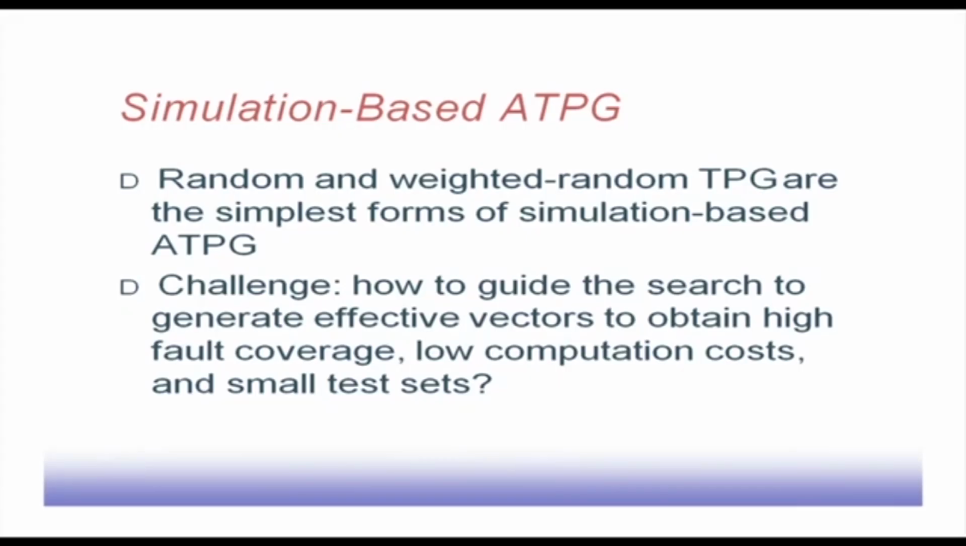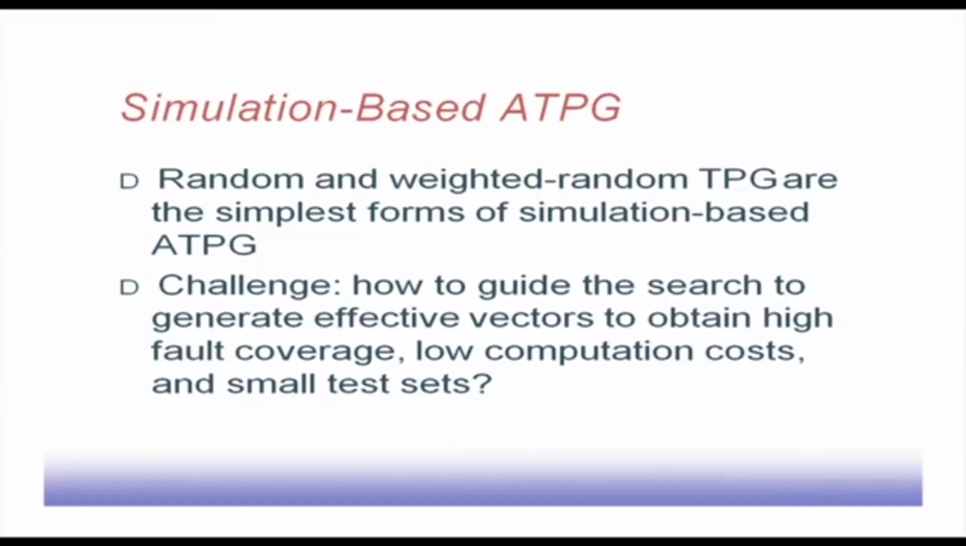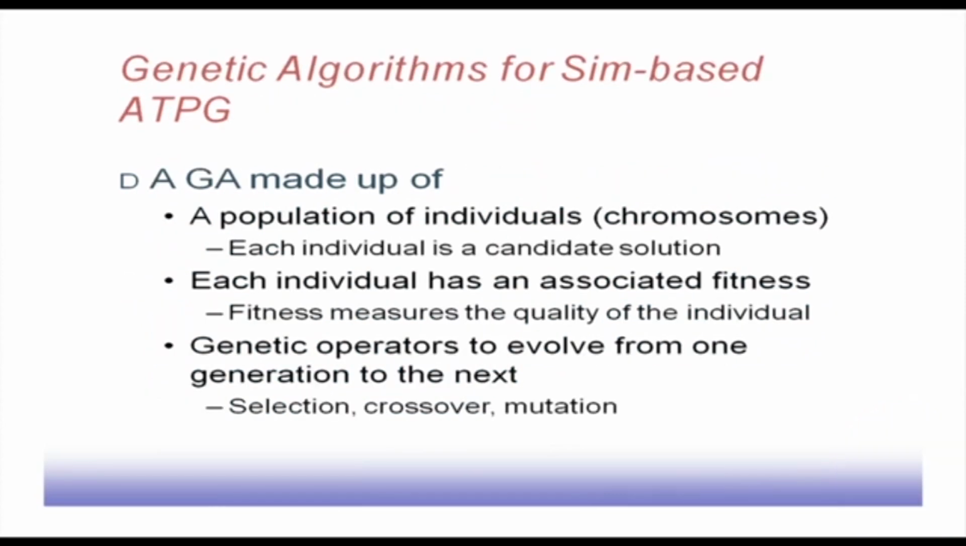Now, this random generation process, if we can guide it so that it can generate effective vectors, instead of being totally random, if we can guide it to go to the portion of the search space where it needs to generate new test patterns to improve fault coverage, then it is very much useful. At the same time, the computation cost should be low, so that this exploration process does not take a lot of time, and the test set generated should also be small, a compact test set. These are the desirable features. If we can do this, then we can come up with a good ATPG technique.